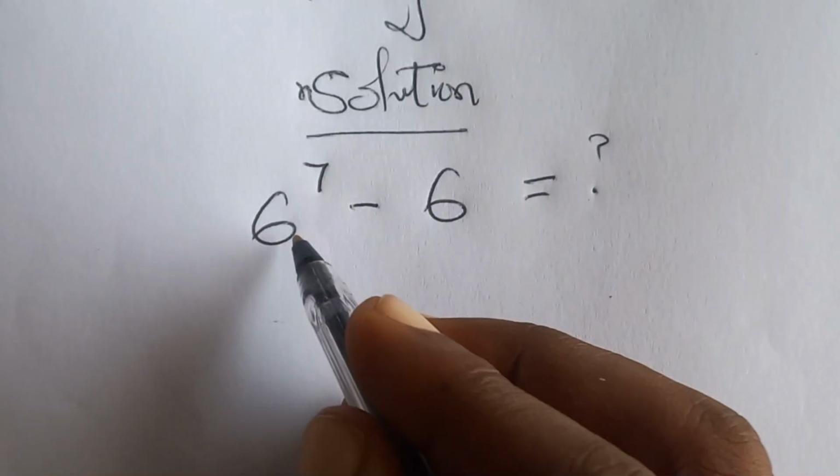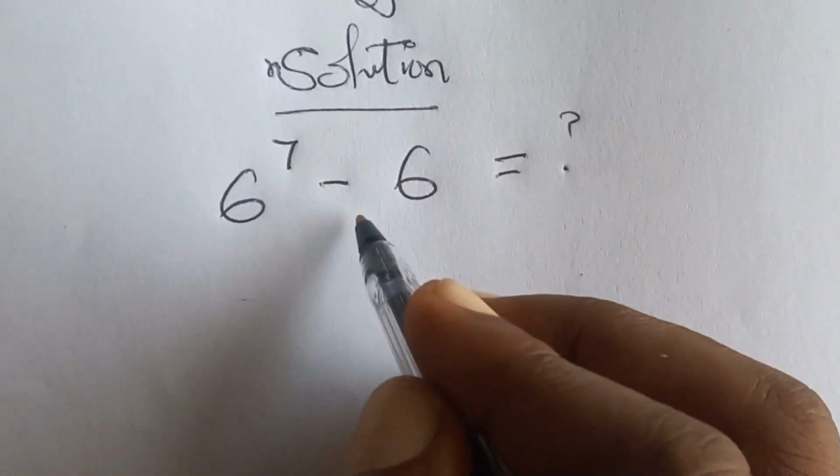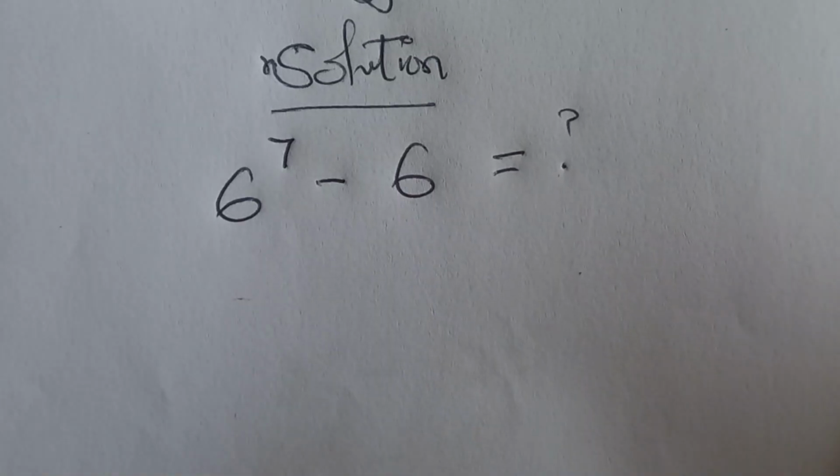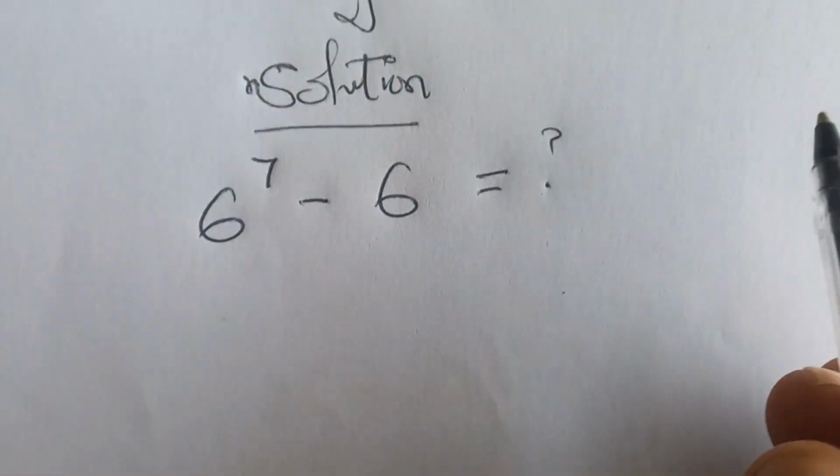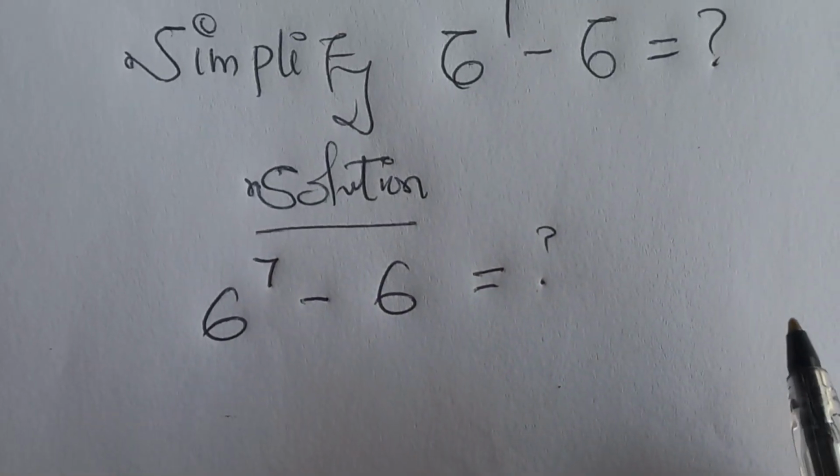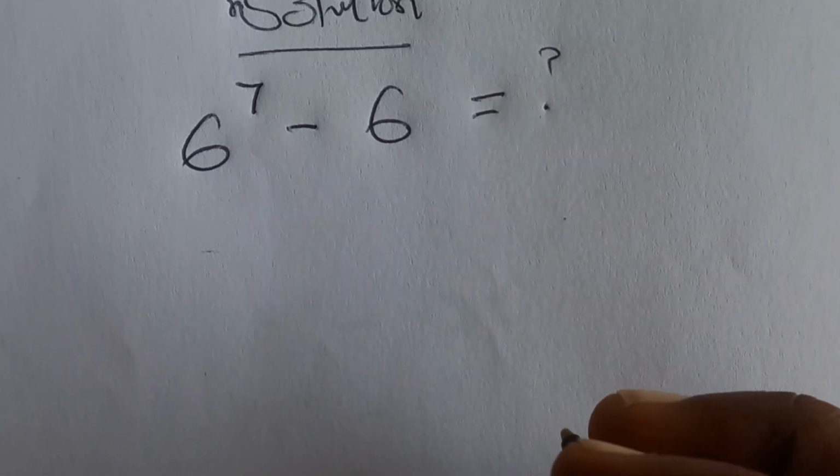So we are having 6 exponent 7 minus 6 is equal to, we don't know, so we need to simplify this without using a calculator. So let's start by the way.